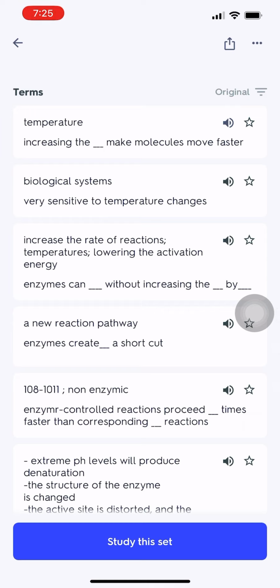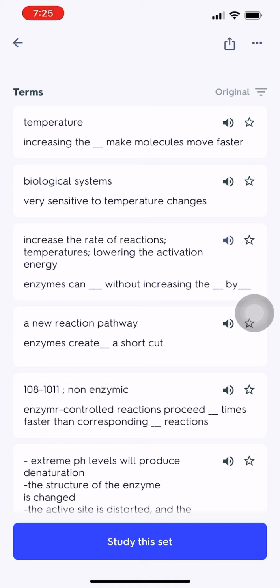Temperature: increasing the temperature makes molecules move faster. Biological systems are very sensitive to temperature changes. Increase the rate of reactions. Temperatures, lowering the activation energy.